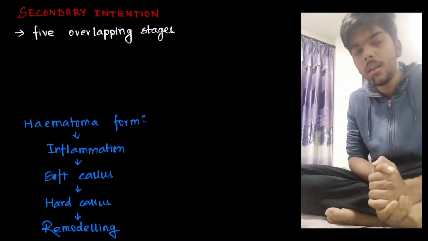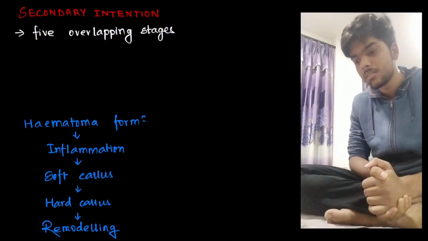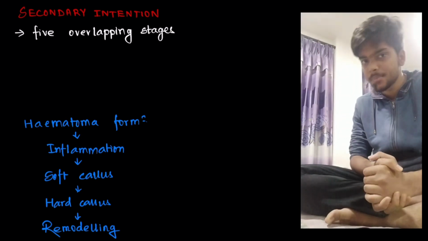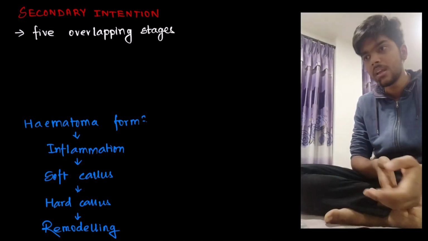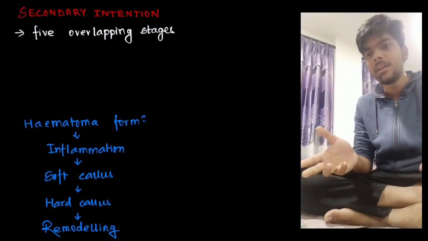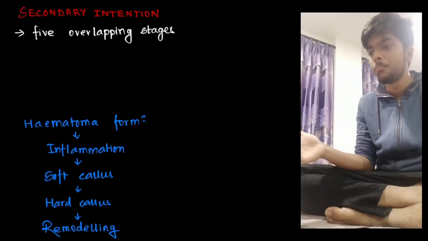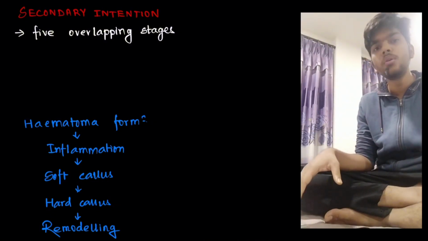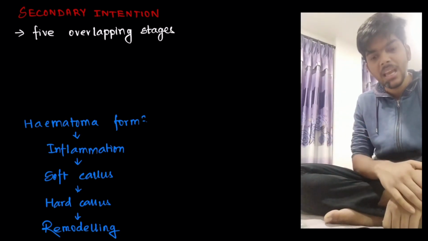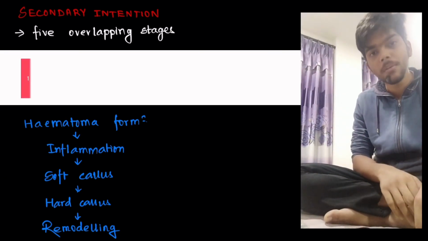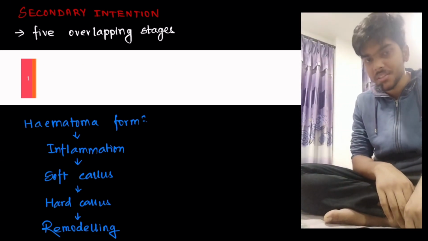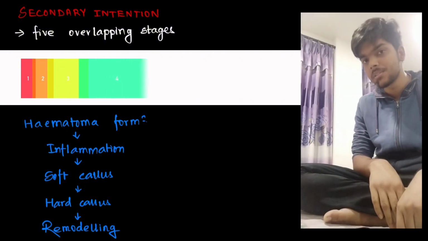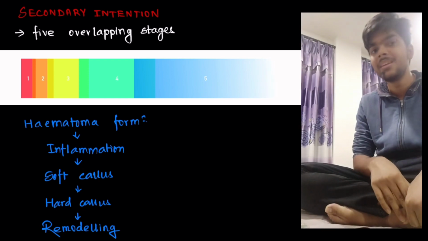First, let's learn about healing of fracture by secondary intention, because this is the one that is most often seen, does not require any surgical intervention, and takes place naturally. Since it takes place naturally and does not require any surgical intervention, it takes a much longer period of time as compared to healing by primary intention. In secondary intention, there are altogether 5 overlapping stages, and they are: number 1, hematoma formation; number 2, inflammation; number 3, soft callus formation; number 4, hard callus formation; and finally, number 5, remodeling.